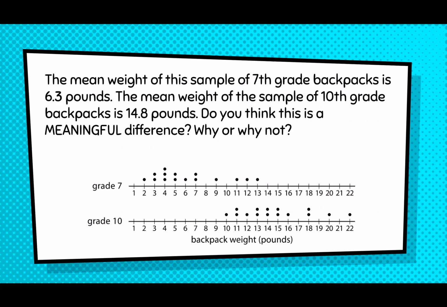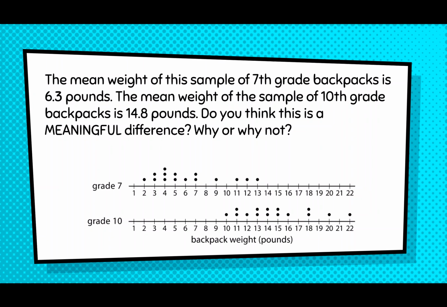Now that I'm thinking about this data and looking at these numbers, do I think that's a meaningful difference? I do. That's because when I look at where the majority of the 7th grade data is, I can see that it's centered over here and the majority of the 10th grade data is centered over here. When you're talking about the weight of a backpack, a difference of 8.5 pounds is really a huge amount, especially when some of the 7th grade backpacks weighed 4 pounds or less. A lot of them weighed 4 pounds or less.